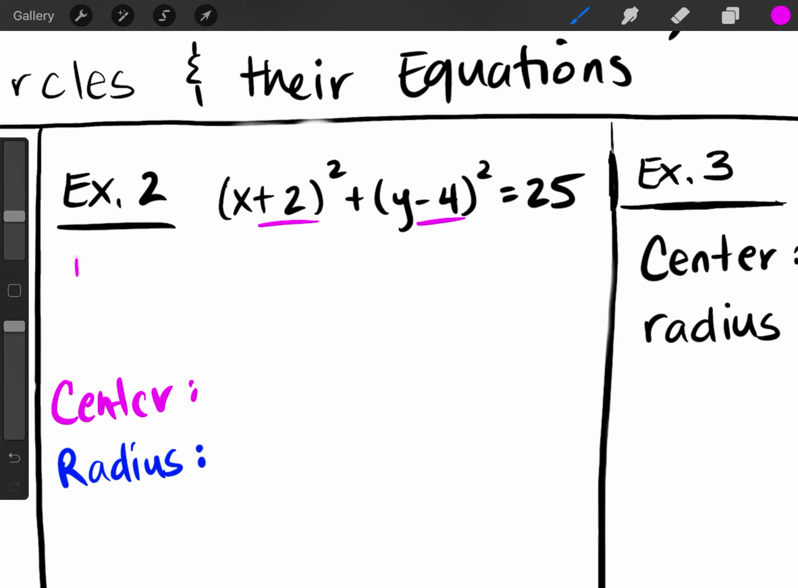Now, what we have to think is when we're in parentheses, we have to think opposite, right? Because it's not telling us exactly what we want. When we see x plus 2, our first idea is, oh, that means go to the right 2. But again, we need to think opposite. X plus 2 is telling us left 2, right? We can actually already put that in our center. Left 2 is negative 2 for the x.